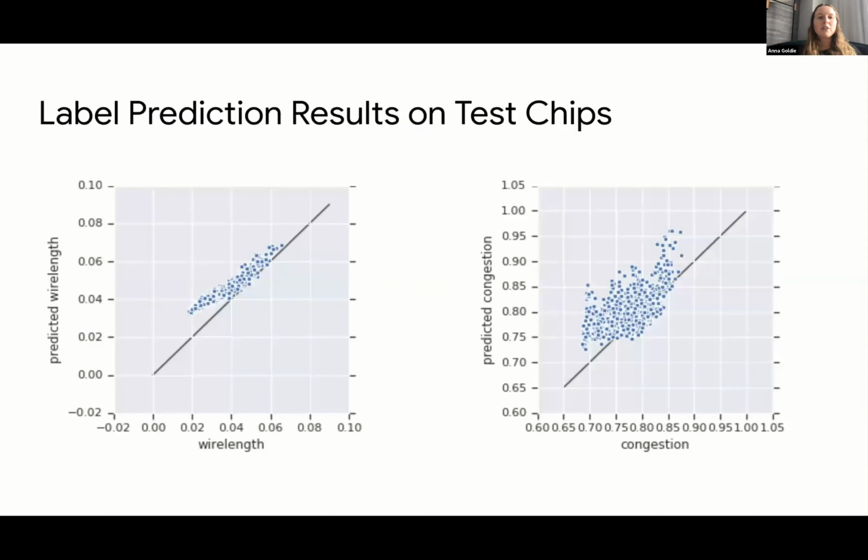If we look at the results for how well this architecture can predict the quality of placement, for wire length, it's quite effective. The correlation here is very strong.